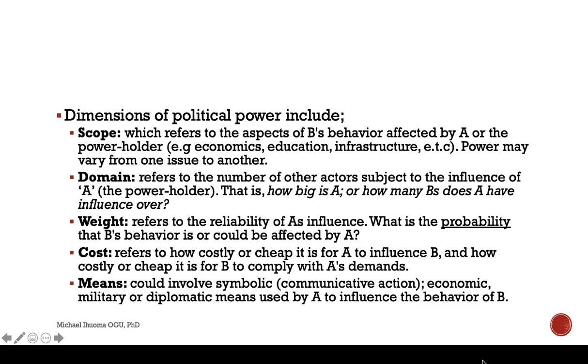And finally, the means of power is also another dimension. What is the method of exercising power? Is it symbolic, using communicative action, either the media, whether it's print or social media, or dialogue, whatever other communicative action that could be used, or rallies, protests, those are what we refer to as symbolic means of exercising power. Or does it have to be economic means, trying to give trade sanctions, or trying to influence the economy of a state using either export or import or whatever other trade economic dynamics that could be involved. Is it military? Is it diplomatic? So all of these are means by which power can be exercised.